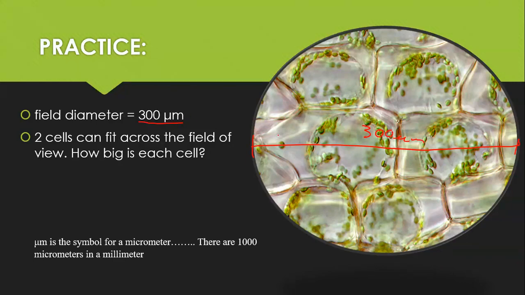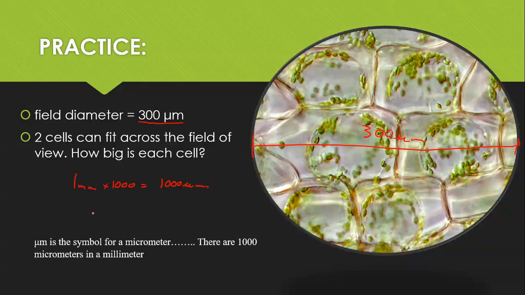What is a micrometer? A micrometer is 1,000th of a millimeter. So if I'm given millimeters, the way that I find the number of micrometers is that I times by 1,000. So 1 millimeter times 1,000 is going to give me 1,000 micrometers. Okay, and the opposite is true.